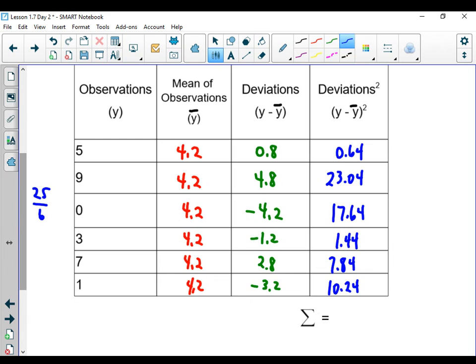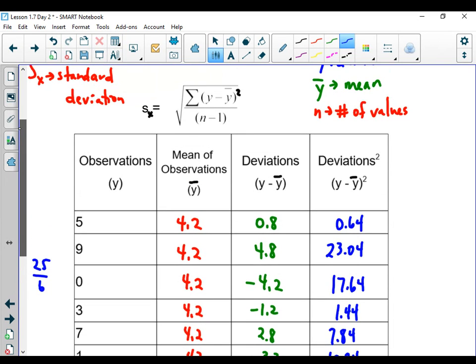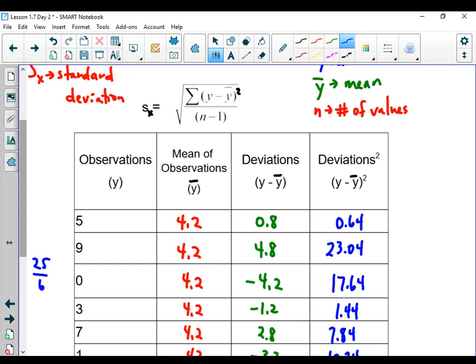All right, so kind of tedious work, but nothing really too difficult necessarily. Finding the mean was probably the hardest part. Then it's just subtraction and squaring. If I go back to my formula, here's what we've basically done so far. We've done y minus y bar, and we've squared it. So we're taking care of that part.